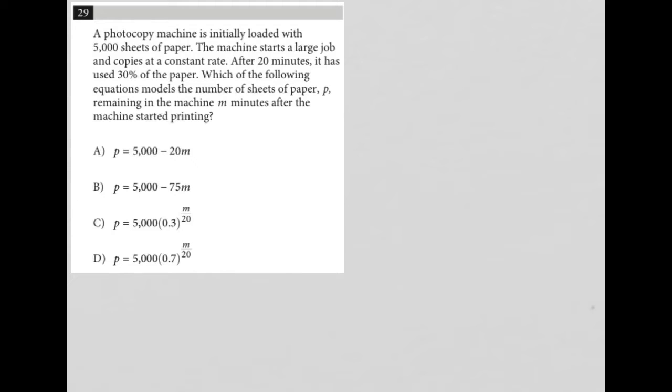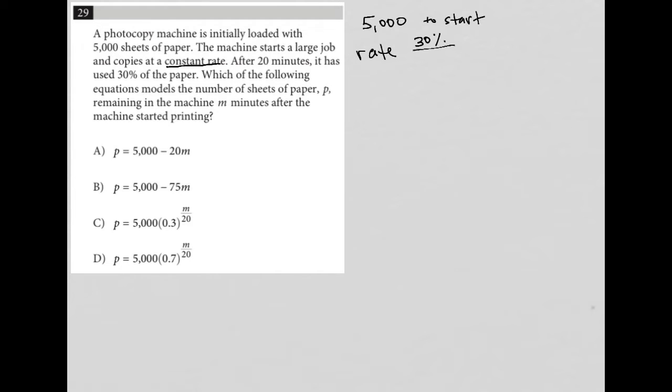So this question says a photocopy machine is initially loaded with 5,000 sheets of paper. All right, so let me just write down 5,000 to start. The machine starts a large job and copies at a constant rate. So that's important, constant rate. After 20 minutes, it has used 30% of the paper. Okay, so here's our rate.